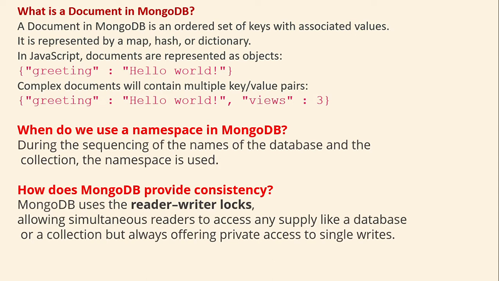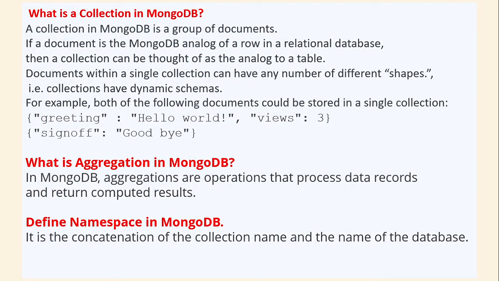So what is the next question that you can expect? When do we use a namespace in MongoDB? During the sequencing of the name of the database and the collection, the namespace is used. How does MongoDB provide consistency? MongoDB uses read-write locks, allowing simultaneous reads to access any resource like a database or a collection, but always offering exclusive access to a single write.